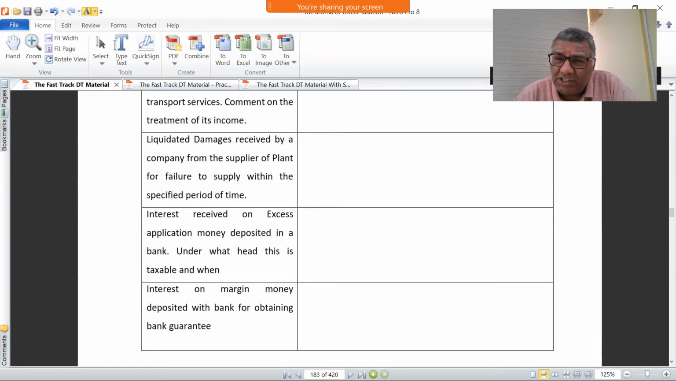Liquidated damages received by a company from the supplier of plant for failure to supply within time: Saurashtra Cements. Not treated as income, it is treated as part of the cost of the asset, to be adjusted with the cost of the asset or WDV of the asset.